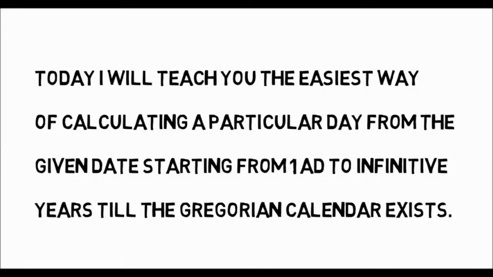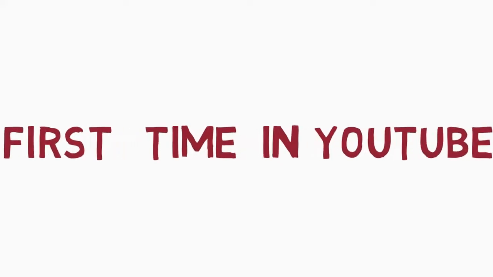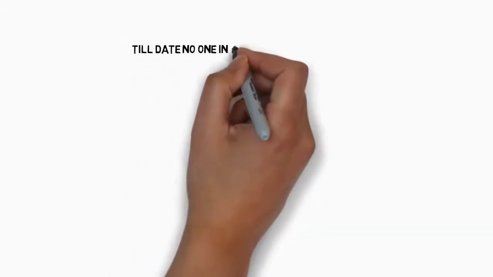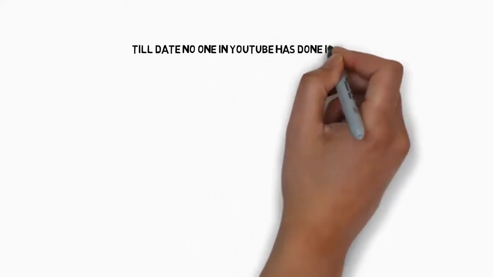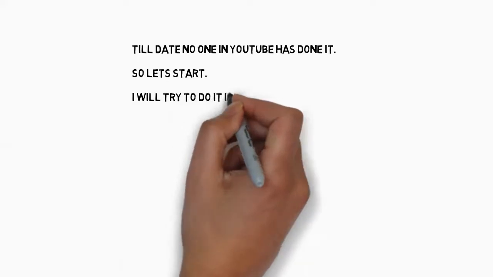Today I will teach you the easiest way of calculating a particular day from the given date, starting from 1 AD to infinite years, till the Gregorian calendar exists. Calculating any day from 1 AD will be the first time on YouTube. You can calculate the particular day from a given date. Till date no one on YouTube has explained it. So let's start. I will try to do it in the easiest way.